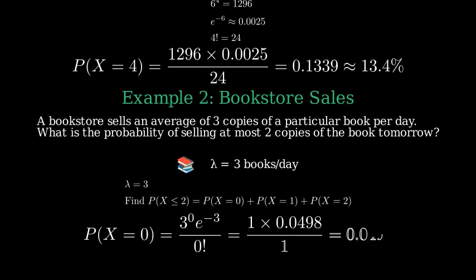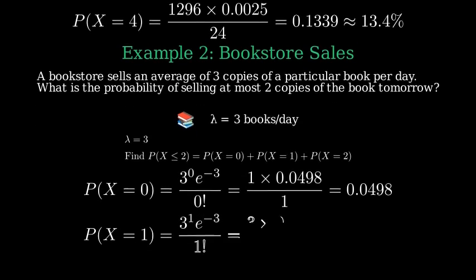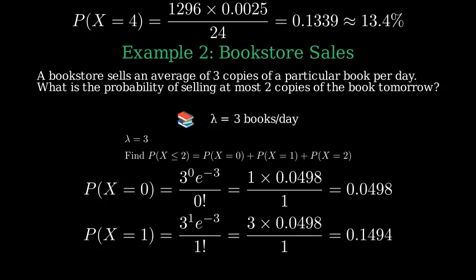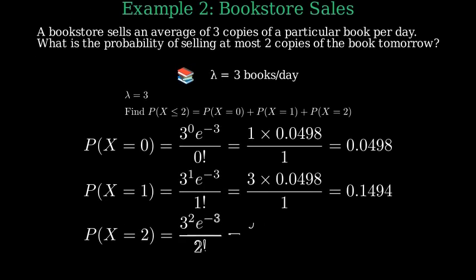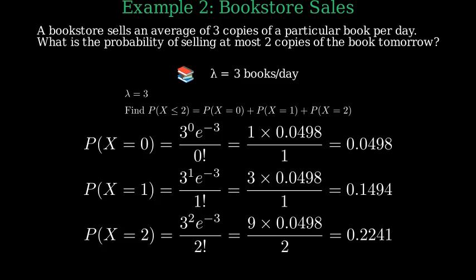For P(x equals 0), this is 3 to the power 0 times e to the power negative 3 divided by 0 factorial, which equals 1 times 0.0498 divided by 1, which equals 0.0498. For P(x equals 1), this is 3 to the power 1 times e to the power negative 3 divided by 1 factorial, which equals 3 times 0.0498 divided by 1, which equals 0.1494. For P(x equals 2), this is 3 to the power 2 times e to the power negative 3 divided by 2 factorial, which equals 9 times 0.0498 divided by 2, which equals 0.2241.